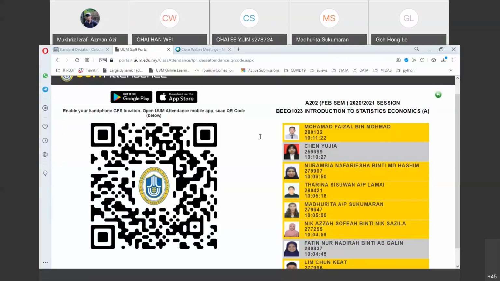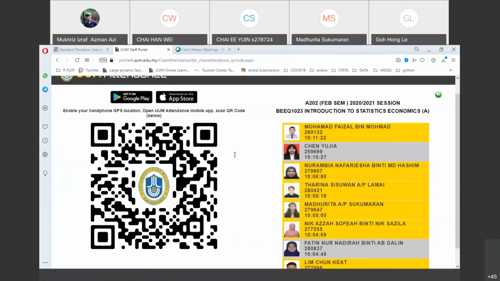So the 3 tests will cover 65% of your total marks, and the remaining 3 chapters will be divided into 2. Chapters 8 and 9 will cover group assignment 1, and topic 10 will cover group assignment number 2. Both assignments will contribute to another 35%. That will be the division of your total marks, making up the 100%.